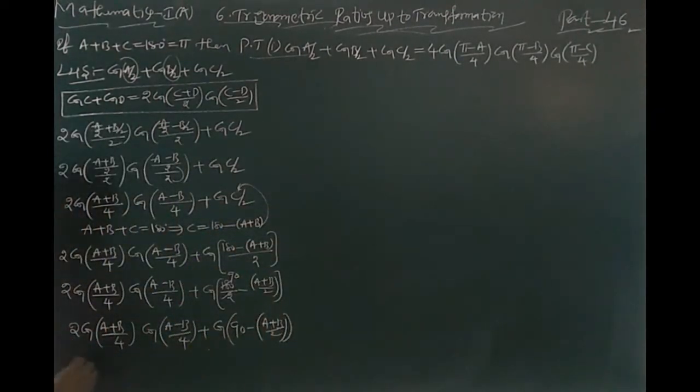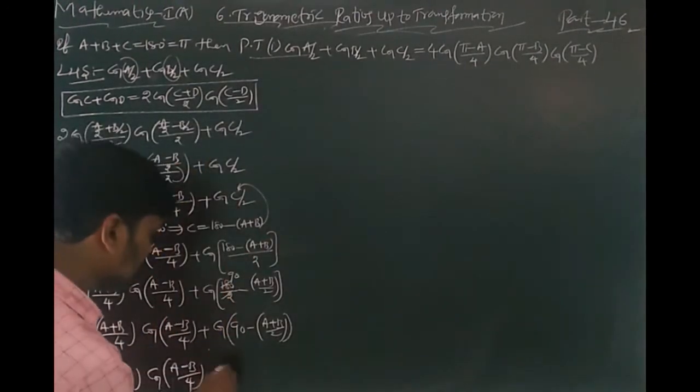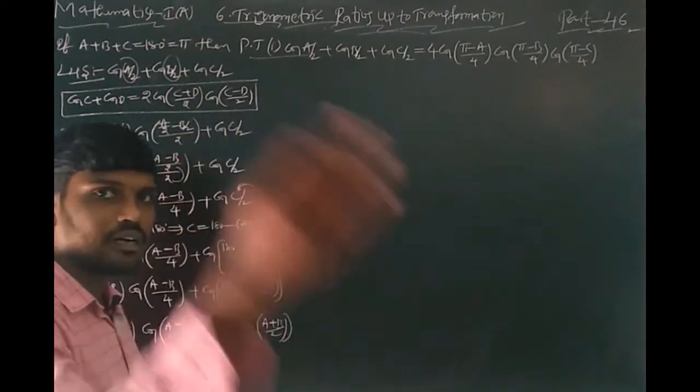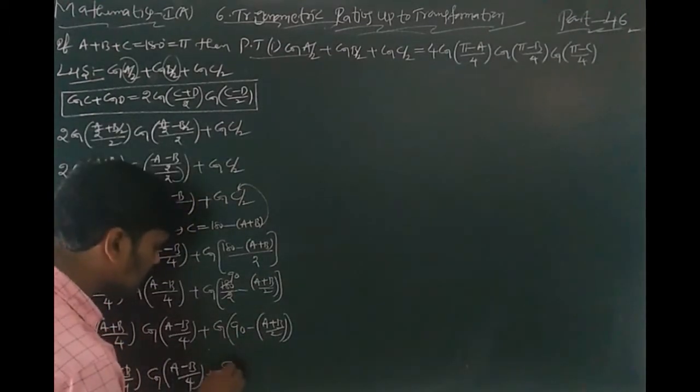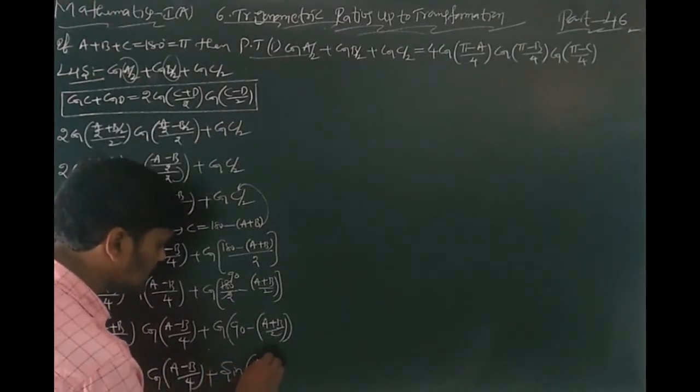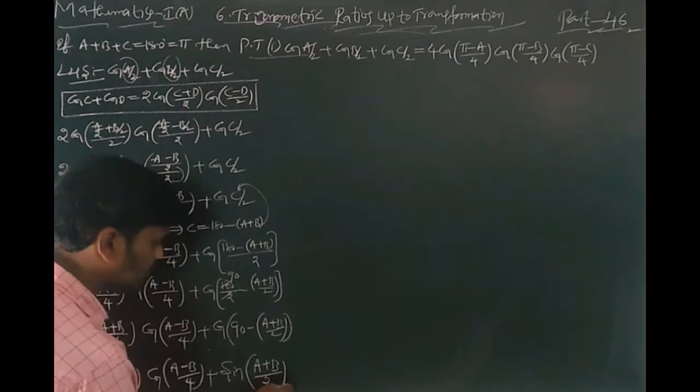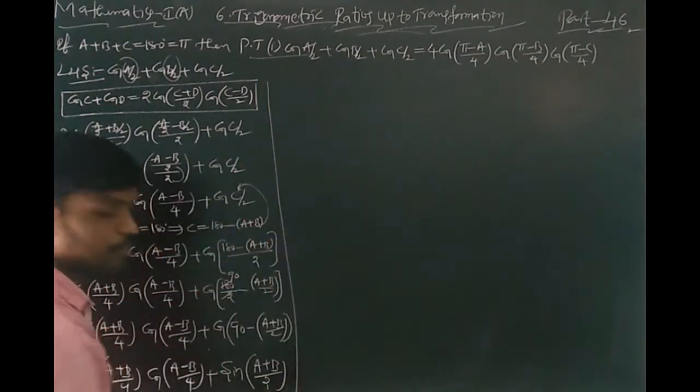90 minus theta, which quadrant? 90 minus theta, first quadrant. Correct? Here the first term is unchanged. In the first quadrant cos is positive. 90 is odd, so cos changes sign to sin. Sin of (A plus B) by 2.